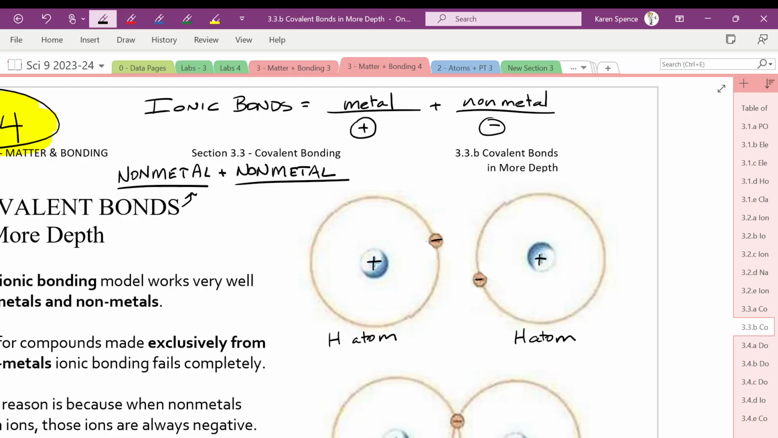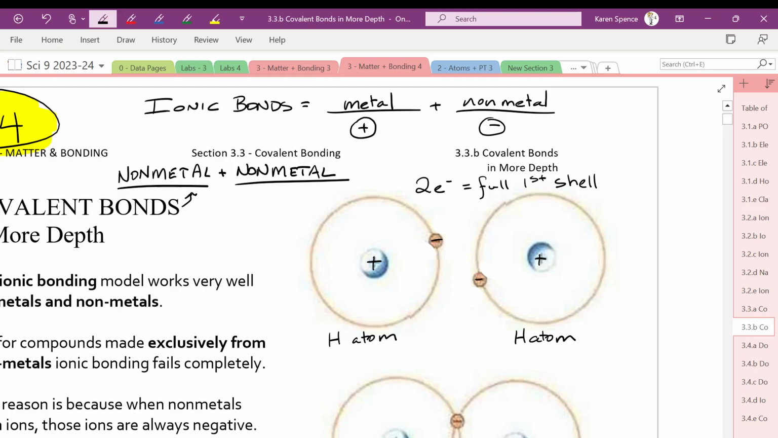How many electrons is full for the first shell? 2 electrons is a full first shell. So 2 electrons is a full first shell. Does hydrogen have a full first shell? No.